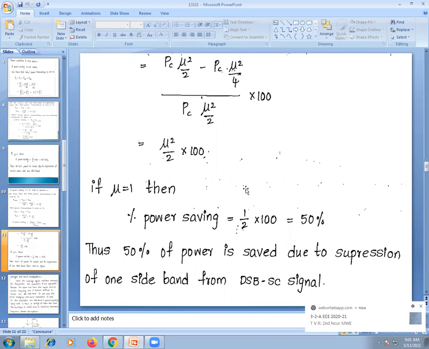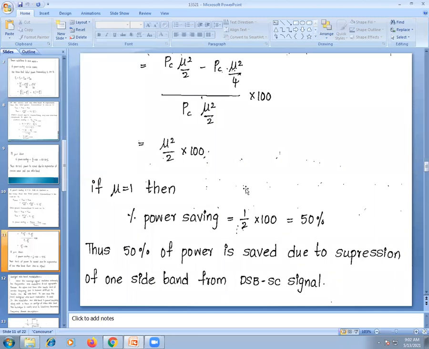But in the accurate condition, m is equal to 1, the ideal case. If m is greater than 1, that's not allowable modulation. Overlapping occurs, and the signal may not be recovered. That's why if m is equal to 1, then the percentage of saving is 1 by 2 into 100. That is 50% power saving, due to suppression of one sideband from the DSB-SC signal.